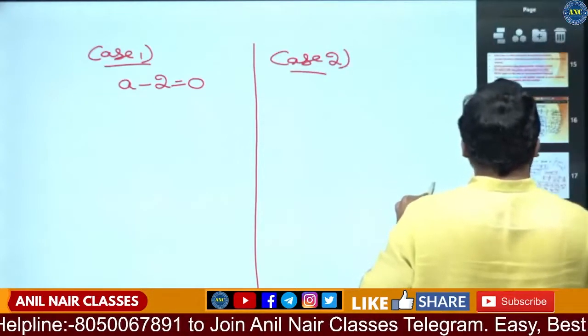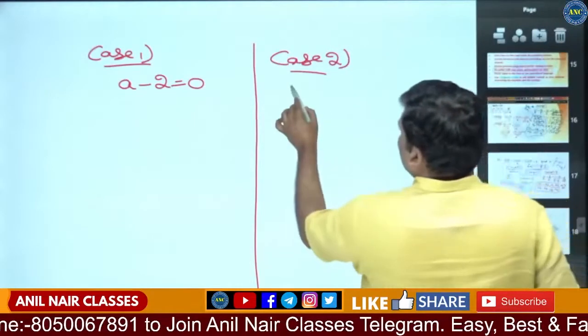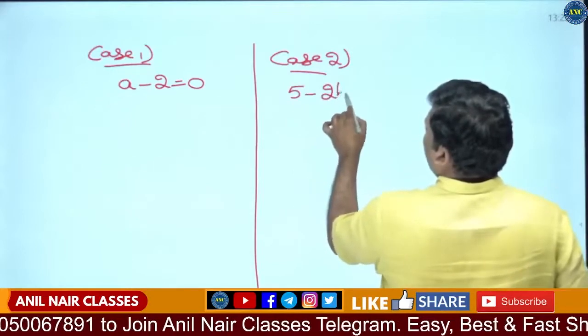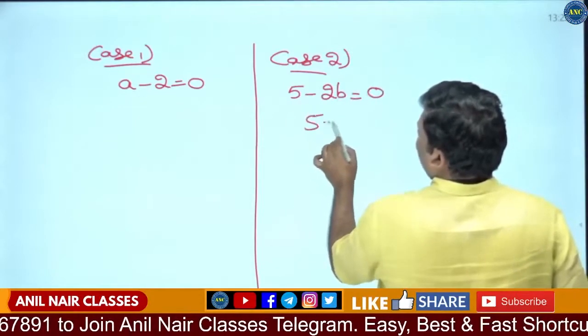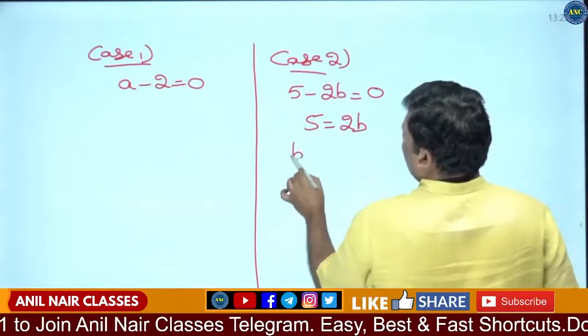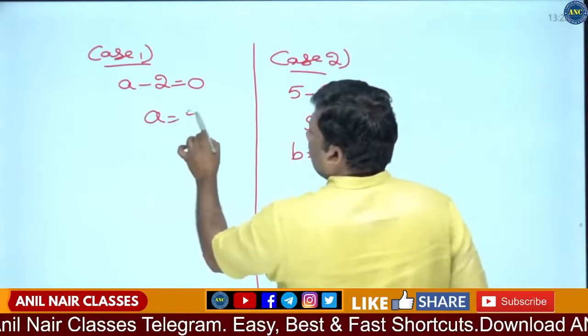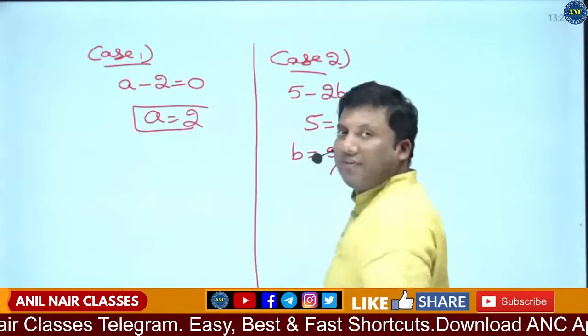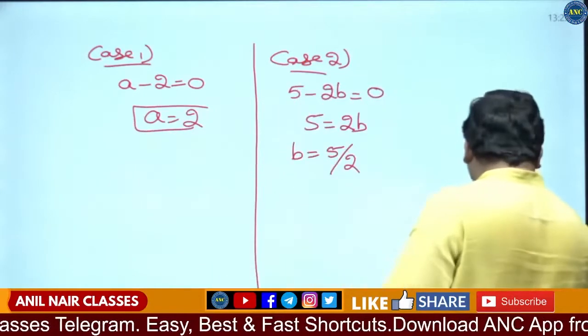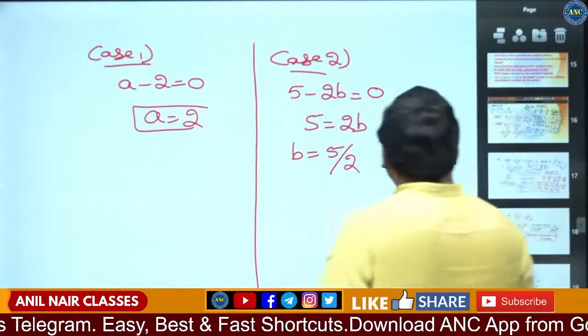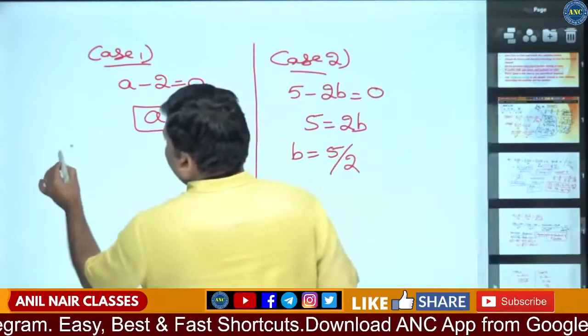Case 2, what is it? 5 minus 2b is equivalent to 0. 5 is equivalent to 2b, b is equivalent to 5 by 2. Here a is equivalent to 2. For corresponding values of a, I will get the values of b. How to get the values of b? 4 minus a by b.